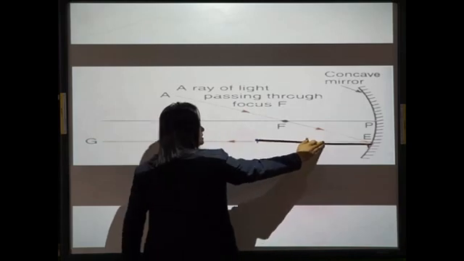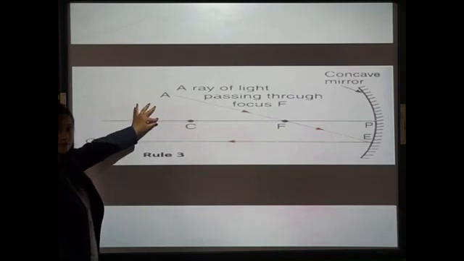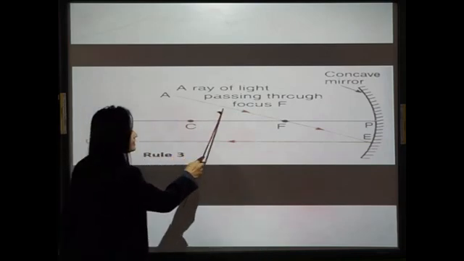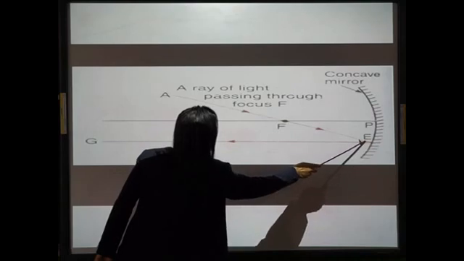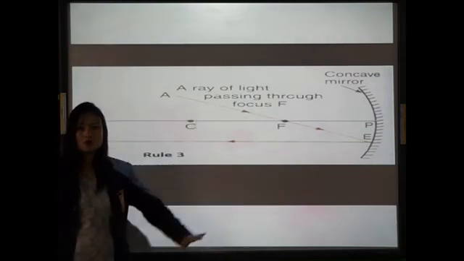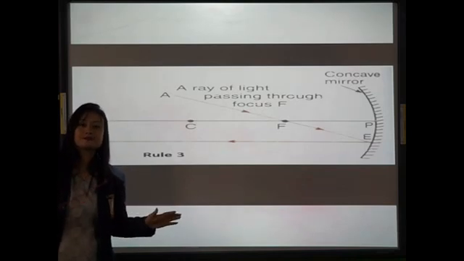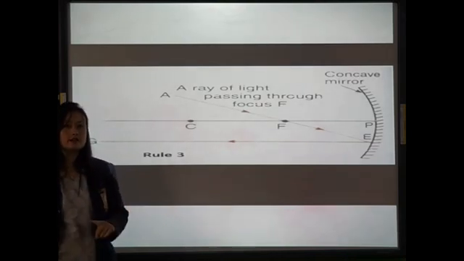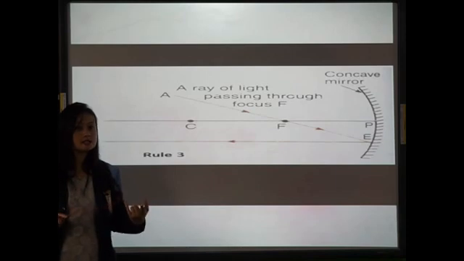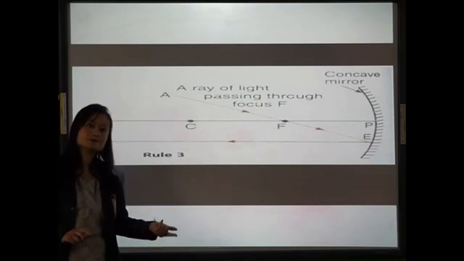The black line is your principal axis, so it will be parallel to the principal axis. This one is your reflected ray, and the incident ray is passing through the focus. After striking, it will be parallel to the principal axis. This is your third rule. The first and the third are just the opposite. If the incident ray is parallel to the principal axis, the reflected ray will pass through the focus. Rule 3: if the incident ray is passing through the focus, the reflected ray will be parallel to the principal axis.